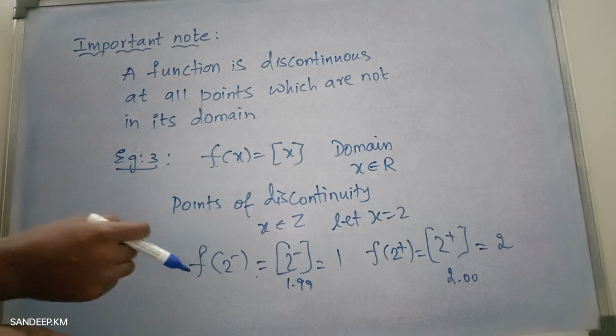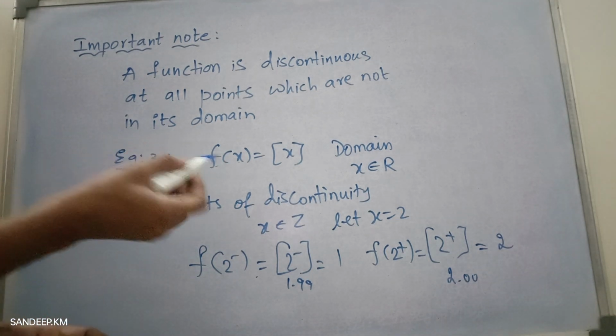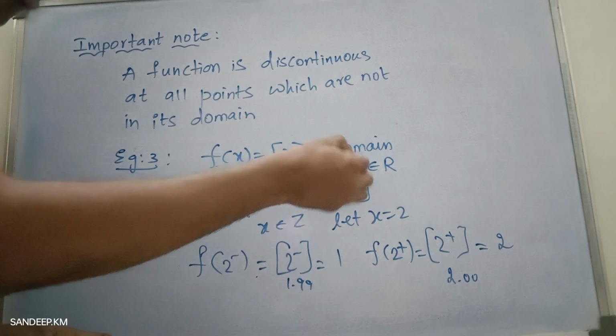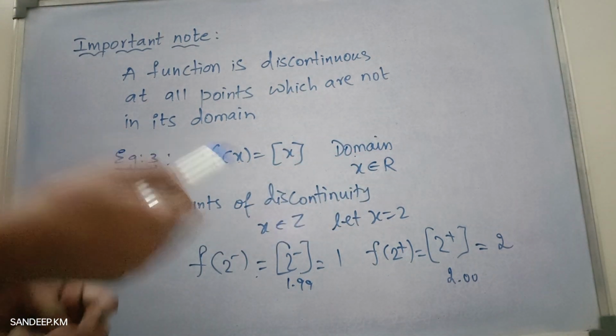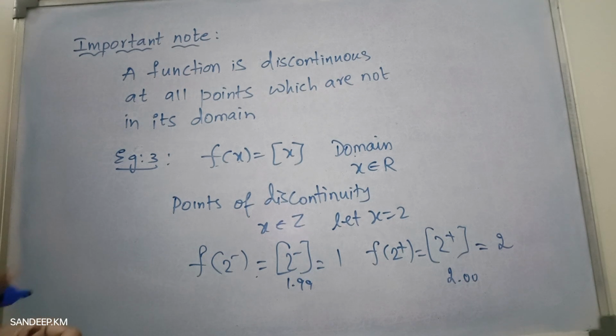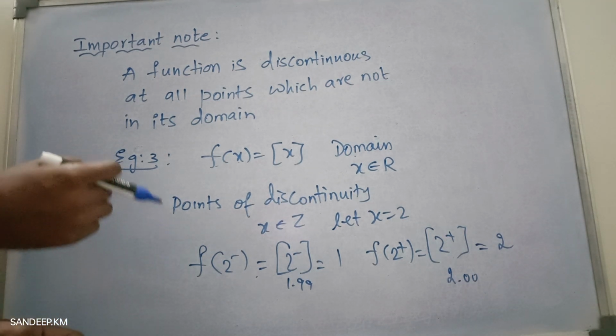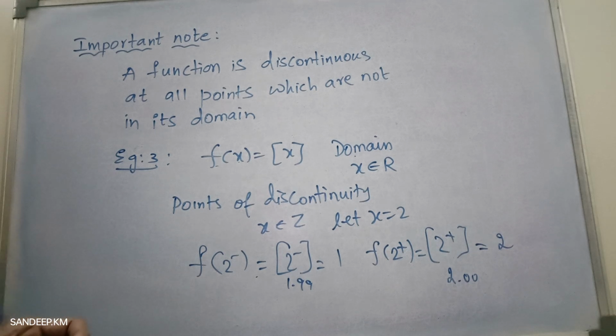So I just gave you this example for you to understand that even at the points which are in the domain of the function, there is a possibility that the given function is discontinuous. Okay, now when we take more and more examples, you will get clarity on how to find out the points of discontinuity. So for that, let us take as many examples as possible.